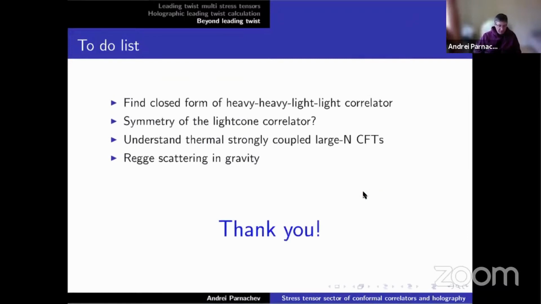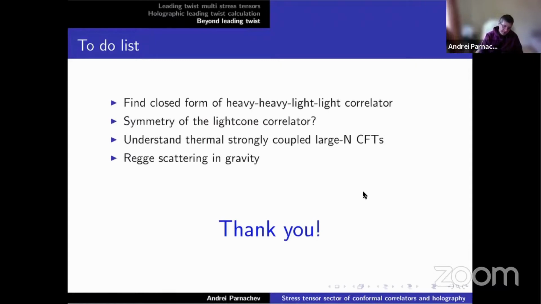And here's the to-do list. What are the things that I think are interesting? So first of all, there is this formula. I showed you a formula in terms of some Mellin-type integrals for the heavy-light correlator. And okay, it's a closed formula, but I'm still hoping that there is something nicer, that it simplifies in some way, because it's so simple for the D equals 2 case.